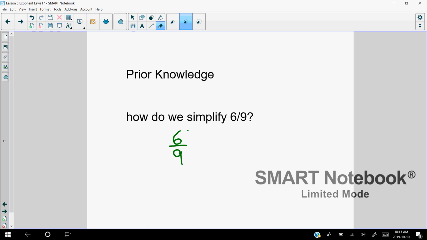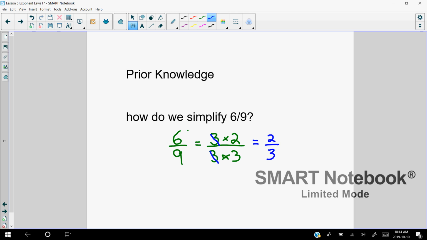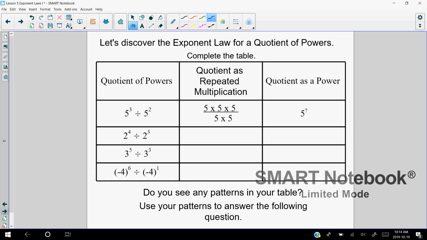So I can actually write 6 as 3 times 2. And I can write 9 as 3 times 3. And now that I have a 3 on both the top and the bottom, I can cancel those out, and I'm actually going to be left with 2 over 3. So we're going to be using this for our next power law. If you have something the same on the top and the bottom, you are able to cancel them out. All right, make sure you take a moment and copy it down if you need to.